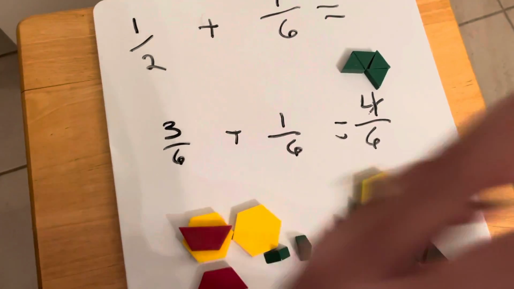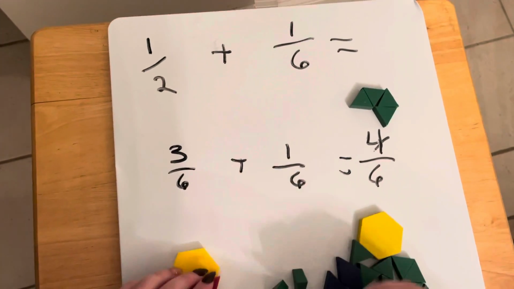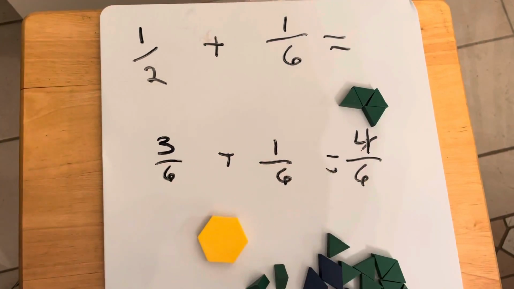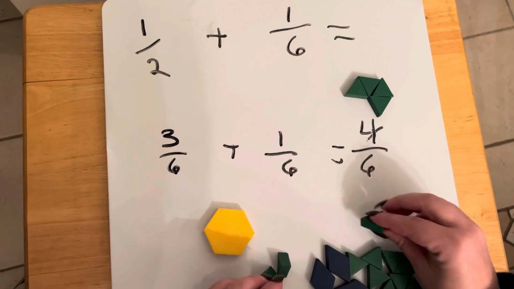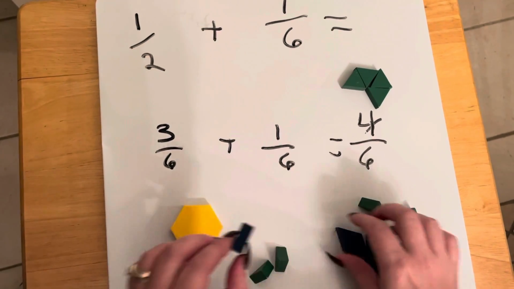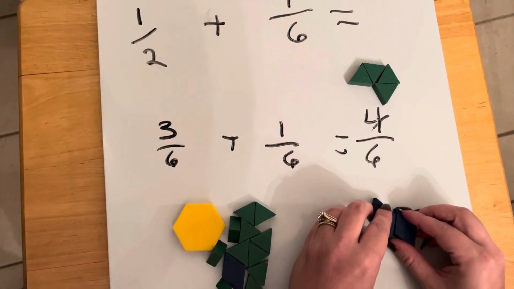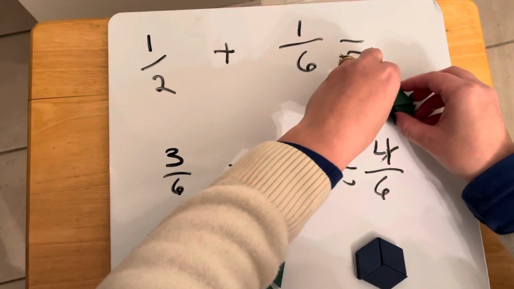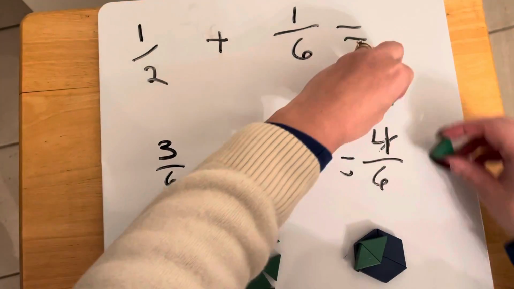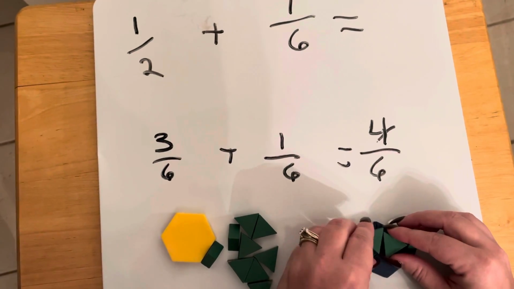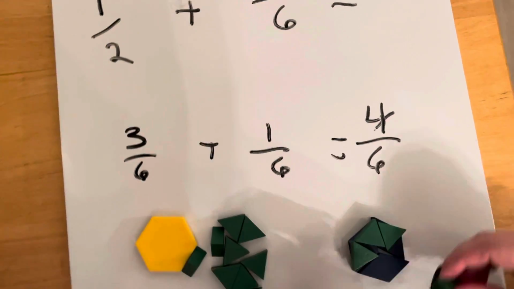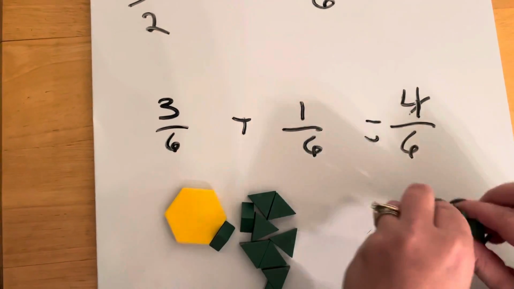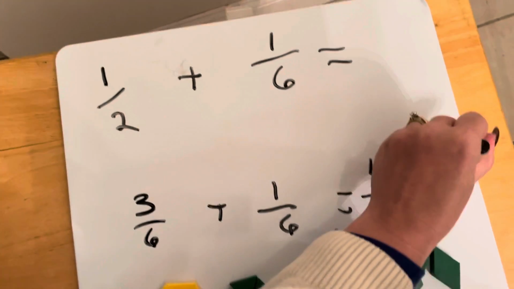And to simplify that down to the lowest equivalent fraction, you could say that 4/6 is equivalent to 2/3 because this fits, the 4/6 fit equally on the 2/3. So the answer, simplified, is 2/3.